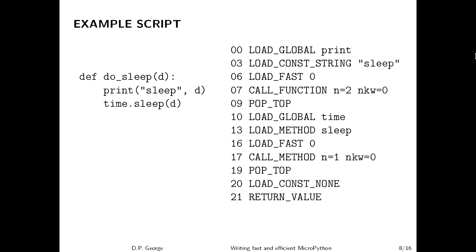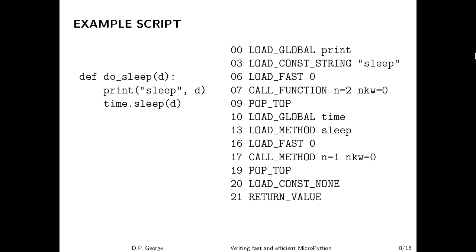And then it does the next line, which gets time, loads the sleep function, loads d again, calls the sleep function, discards the value with the pop top. And then the last 2 lines are returning None from this function. So you can see that takes 2 bytes to return None. So this whole function is 22 bytes in memory.